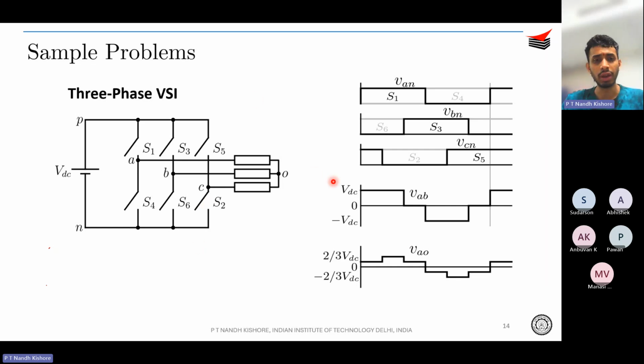Correct? So if you do that, and if you plot what is VA naught, VB naught, and VC naught, you can always get your phase voltage, right? And you have got your pole voltage. You can always get your line voltage, right? So what's VAB, what's VBC? Okay. So you know what is VA naught, and we will know VB naught. VB naught will just be a phase-shifted version of VA naught by 120 degrees. So just subtract them, you will get VAB. Okay, so that is the idea.